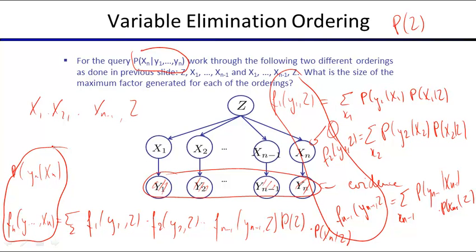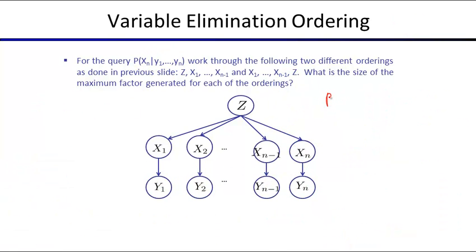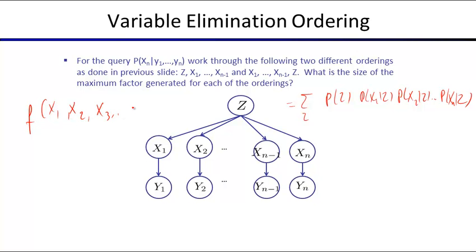Z first. What happens if you pick Z first? Look at the factors Z participates in. For Z first, we have p(z), p(x1 given z), p(x2 given z), and so forth till p(xn given z). Well, joining those together, summing over Z, would give us a new factor. This new factor would be over x1, x2, x3, and so forth till xn.